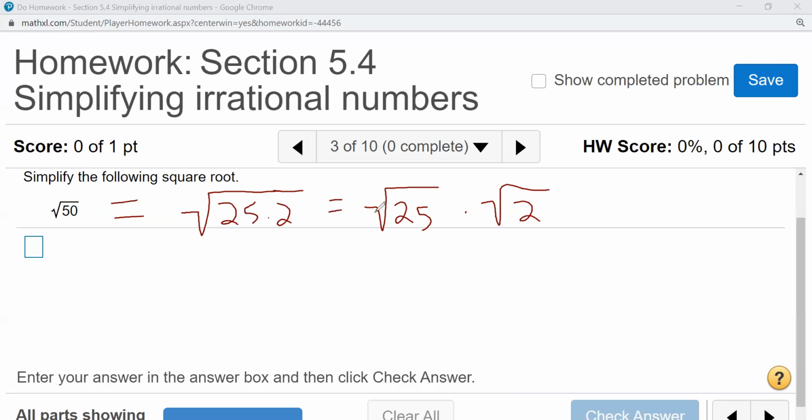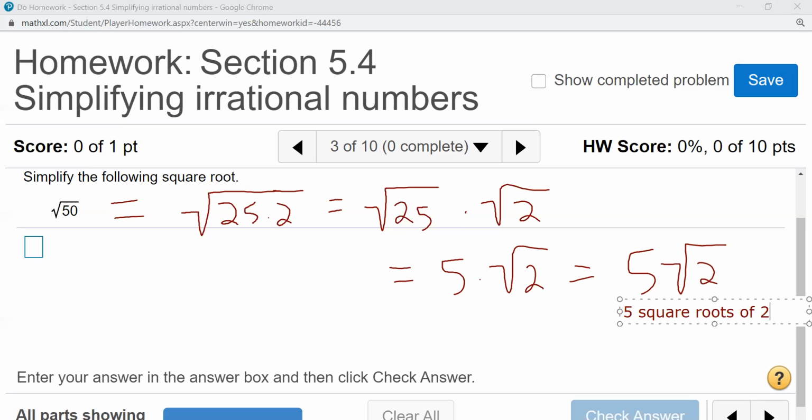And I did that simply because I knew 25 was a perfect square. What's the square root of 25? 5. So this just becomes 5 times the square root of 2, which sometimes you don't even write the times. You just call that 5 square roots of 2. That's how you literally say that out loud in English. 5 square roots of 2.